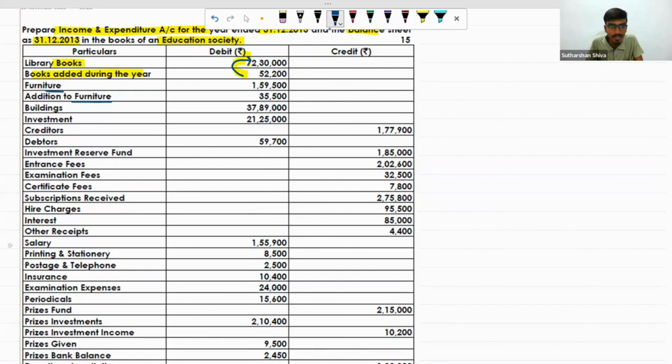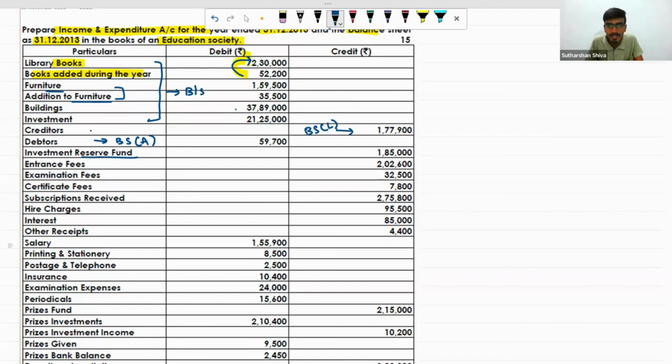Furniture, addition to furniture, both should be matched. Buildings they have given, investments they have given. All these things will go to my balance sheet. Correct. Then I have my creditors. Creditors will go to my balance sheet on the liability side. Debtors I am having, they will go to my balance sheet on the asset side.